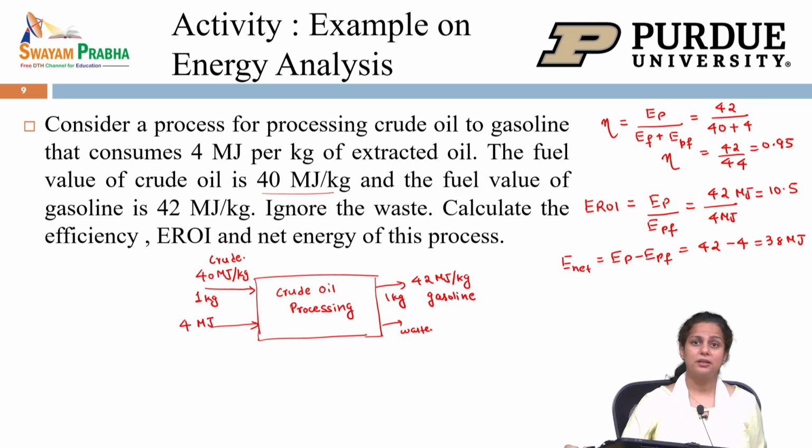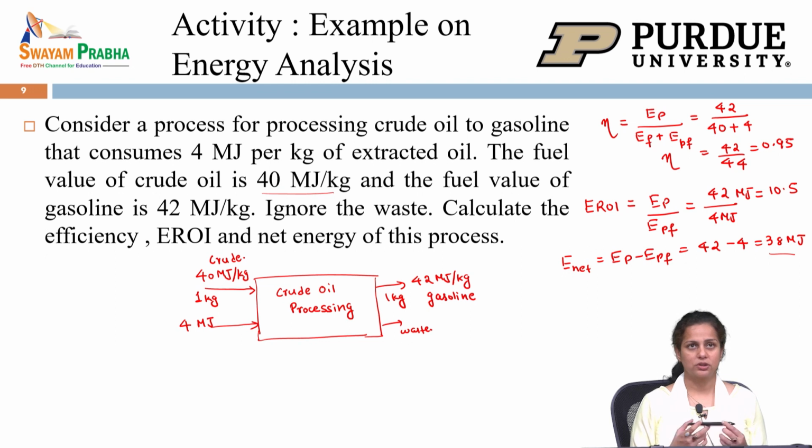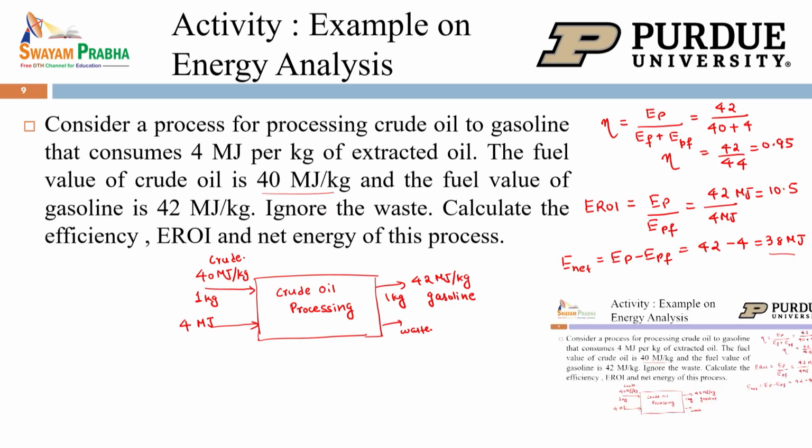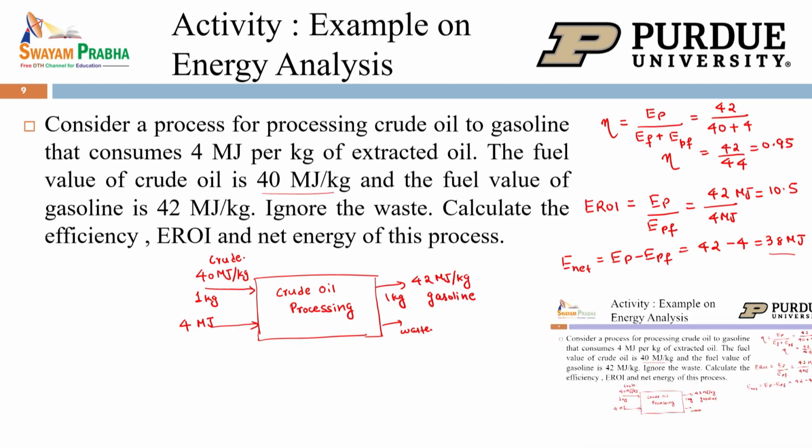So, if this is an energy producing process, this is the value that we are getting out of that process. The higher the E net, the better it is because we do not have to spend so much energy to get the energy product out of that process. So, this is a very simple example that shows how we can understand the sustainability of a process in terms of energy flows, and you can have multiple processes. You can calculate the efficiency, energy return of investment and net energy to really understand the energy profitability of these processes.